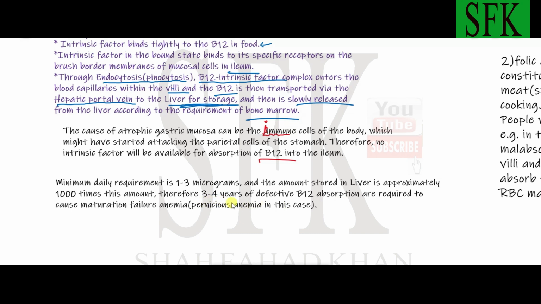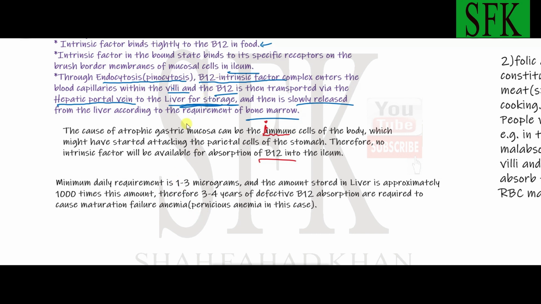And so it will take about 3 to 4 years for the defective B12 absorption to cause a maturation failure anemia. This type of anemia is called maturation failure anemia because the red blood cells are unable to mature, and if the red blood cells are unable to mature, they are unable to provide the blood with enough hemoglobin for oxygen transport, hence resulting in anemia.